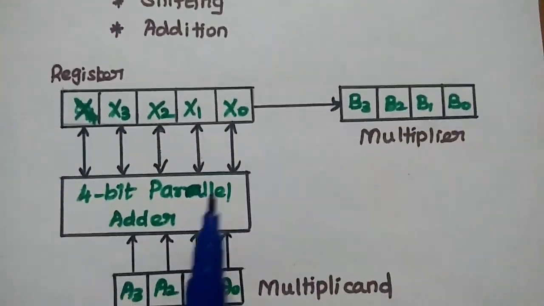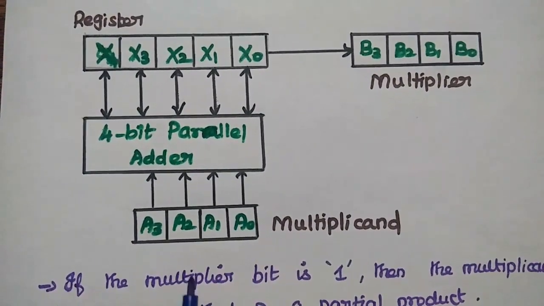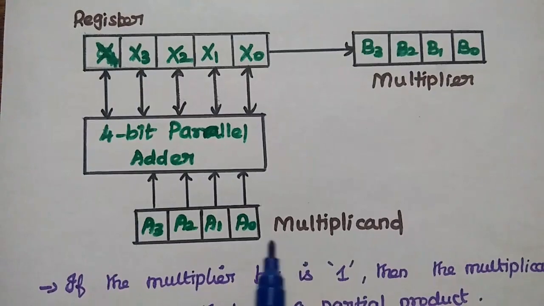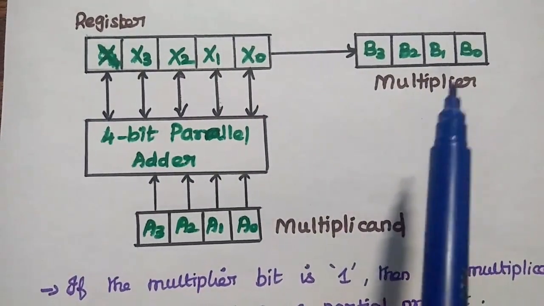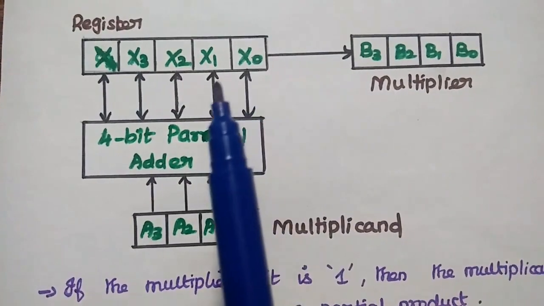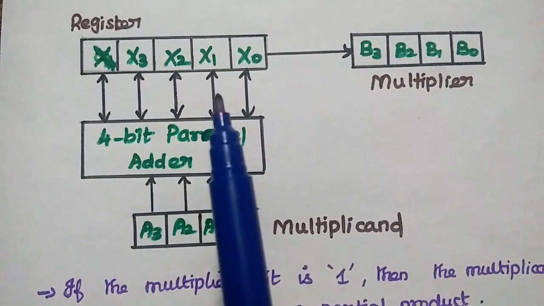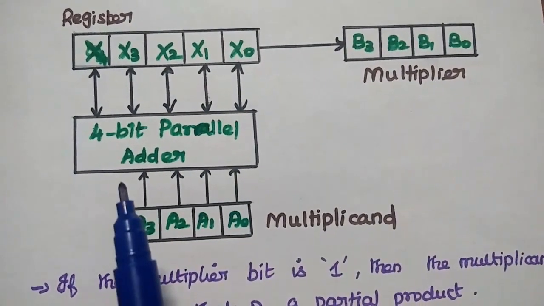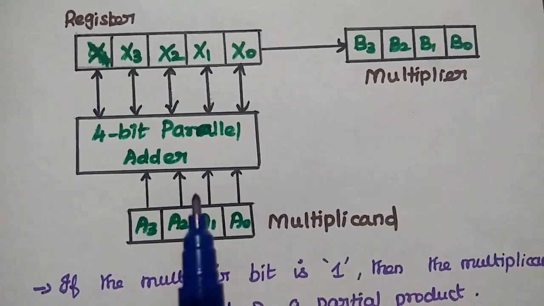So here is the diagrammatic representation of this multiplier using shifting method. Multiplicand is stored in the A register and the multiplier is stored in the B register. X0, X1, X2, X3, X4: this X register represents the final output. Here we are going to use a 4-bit parallel adder to add all the partial products.